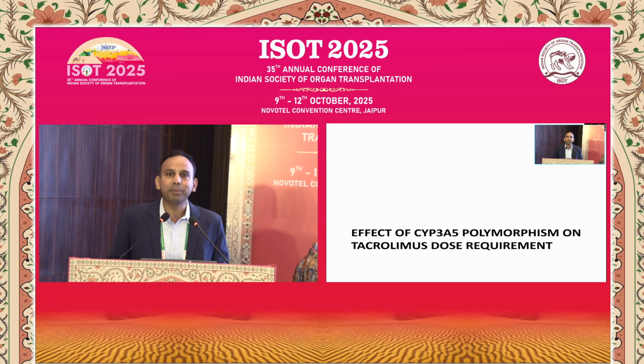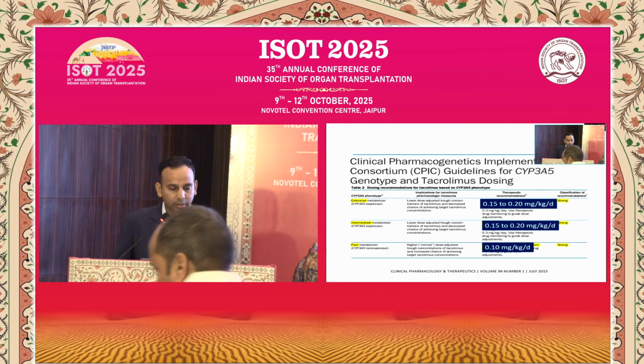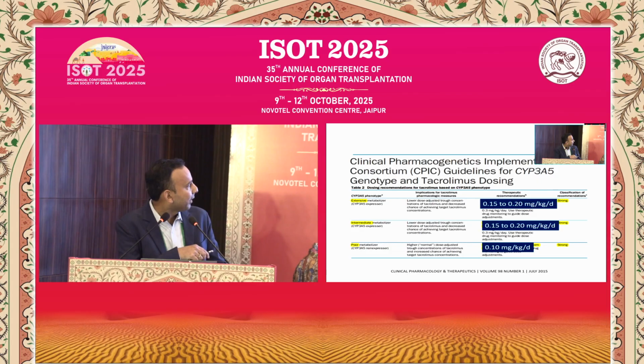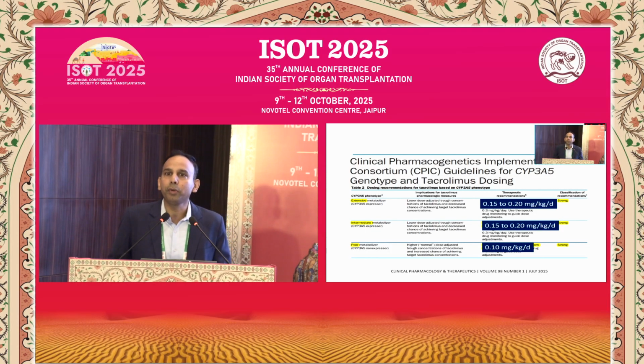So how does CYP3A5 polymorphism affect tacrolimus dose requirement? As per the CPIC guideline, the extensive metabolizers, that is the CYP3A5*1 phenotype, are expected to require 1.5 to 2 times the normal recommended dose of tacrolimus, and those patients who are poor metabolizers should be given a dose of 0.1 mg per kg per day, and the intermediate persons will have a dose requirement somewhere in between the two extremes. But does this hold true for our population?